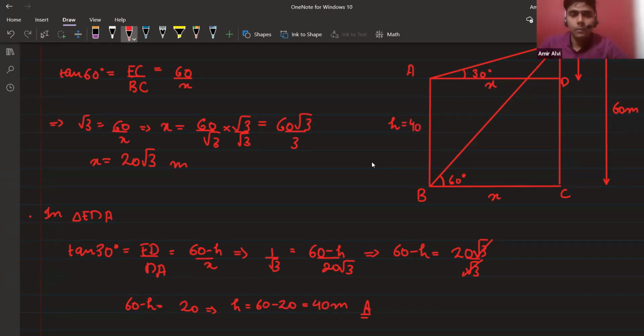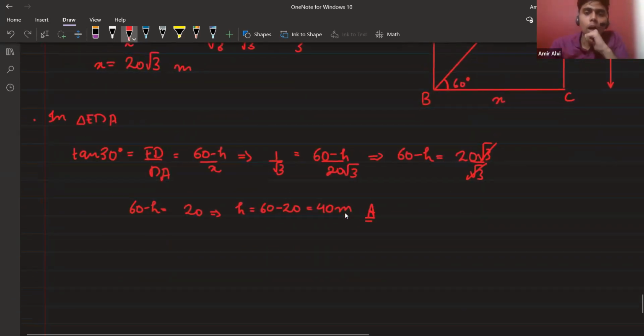Clear? Is there any doubt? How many of you have got the answer, this 40 meter? Be honest. Sir, I got the answer, but I didn't use that H and X. So I just put the formula.